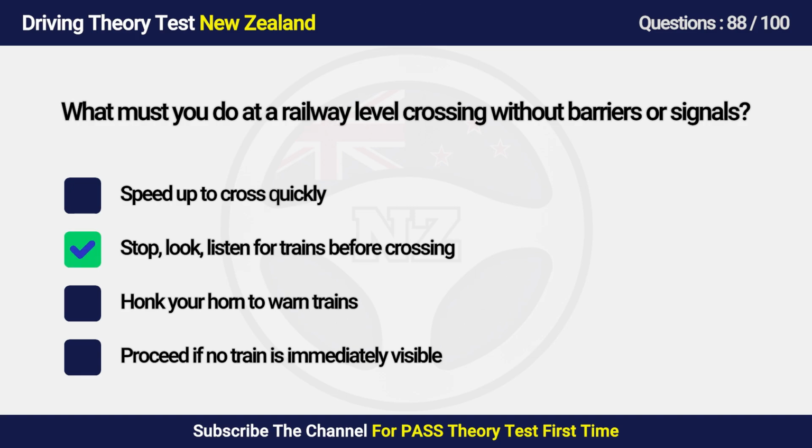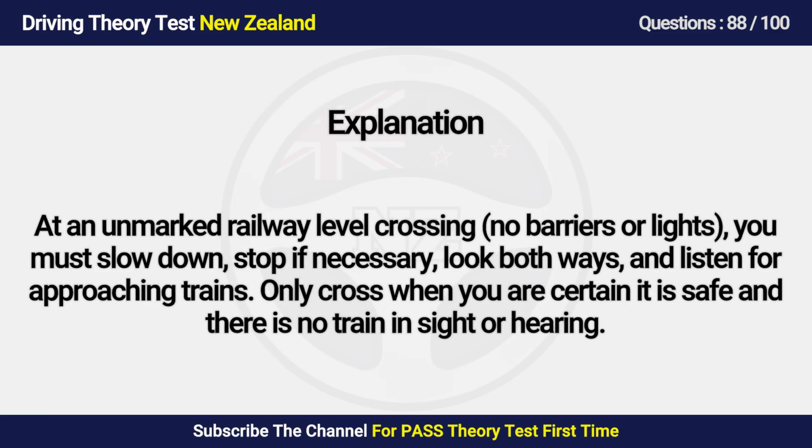Answer is B. Stop, look, listen for trains before crossing. At an unmarked railway level crossing, no barriers or lights, you must slow down, stop if necessary, look both ways, and listen for approaching trains. Only cross when you are certain it is safe and there is no train in sight or hearing.